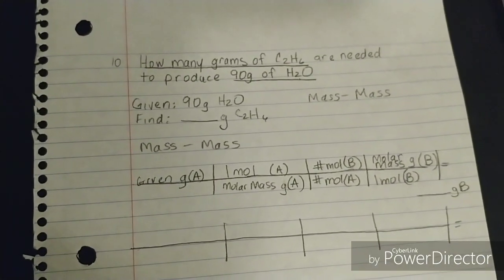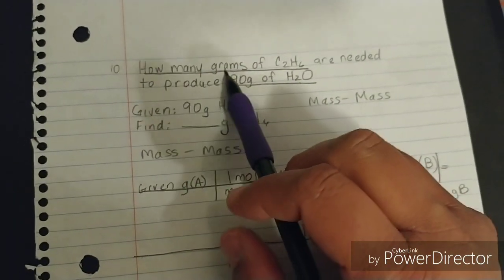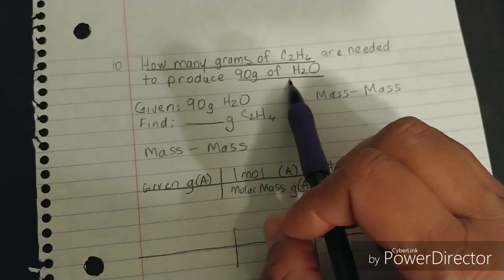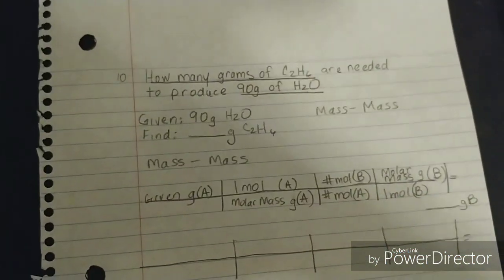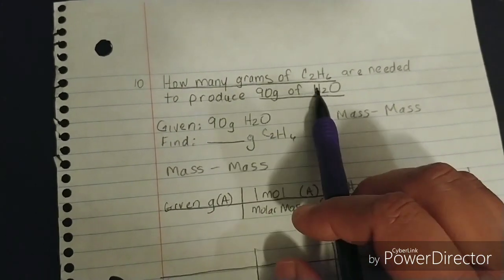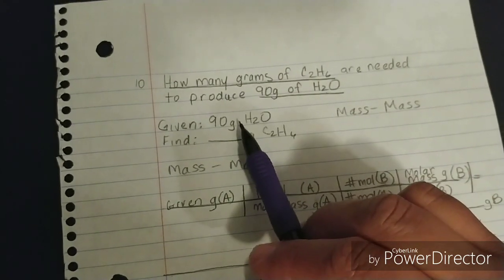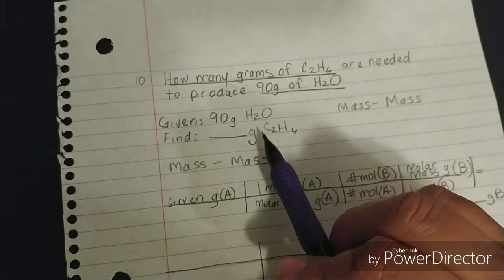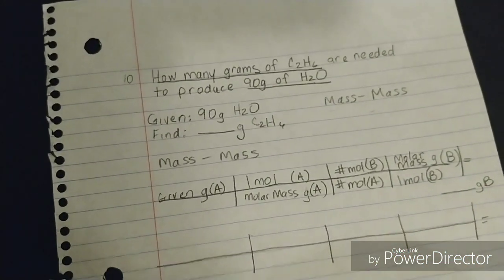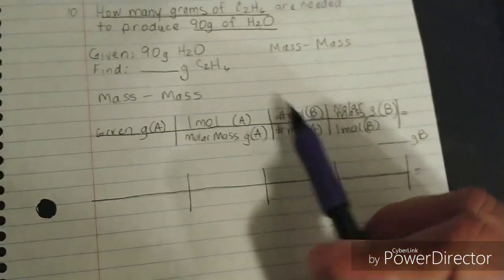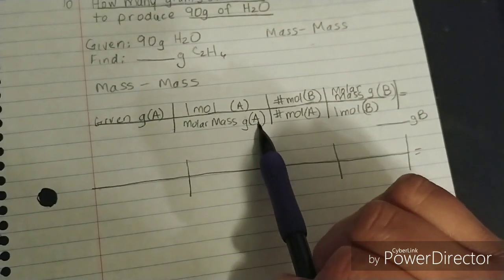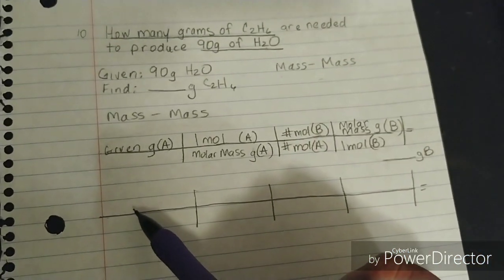Okay, so now for our last stoichiometry problem. It's asking for how many grams of C2H6, of ethane, are needed to produce 90 grams of H2O, water. Okay, so our given is our 90 grams of water, and they're asking us to find grams of ethane, C2H6. So our given is grams, which is mass, and they want us to find mass. So this is a mass to mass problem. So in your foldable, you would look for the setup that looks like this, mass to mass. Okay, so you should have this in your foldable for your setup, and you're going to follow along just like you've done for all the other ones.